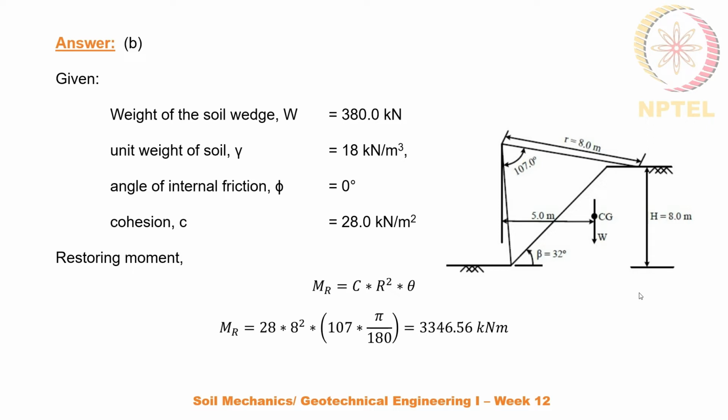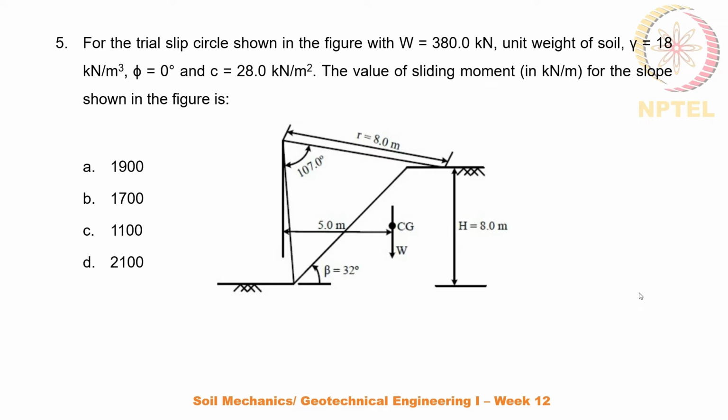That's why we have a pi by 180 term in the equation. So the restoring moment, after substituting all the values, we have it as 3346.56 kilonewton meter. So that is the restoring moment in this case. Okay. So moving on to the next question.